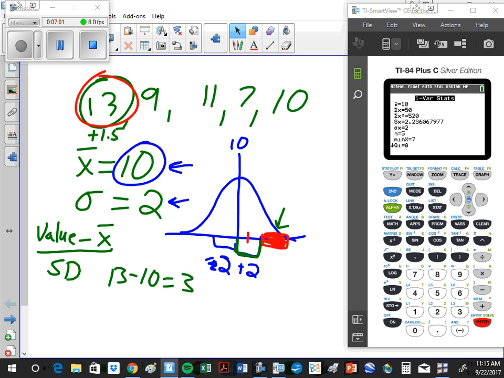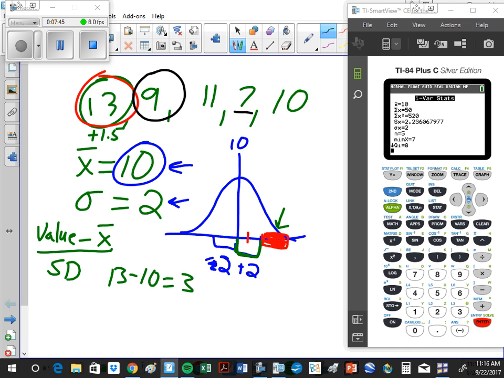Okay, we'll try again. So how about 9? What is 9 going to give us? Minus 0.5. We are half an SD below the average. The SD is 2. The average is 10. So 9 minus 10 is minus 1. Cut that in half, and I get minus 0.5. Okay? 11 is going to be plus 0.5. Okay?